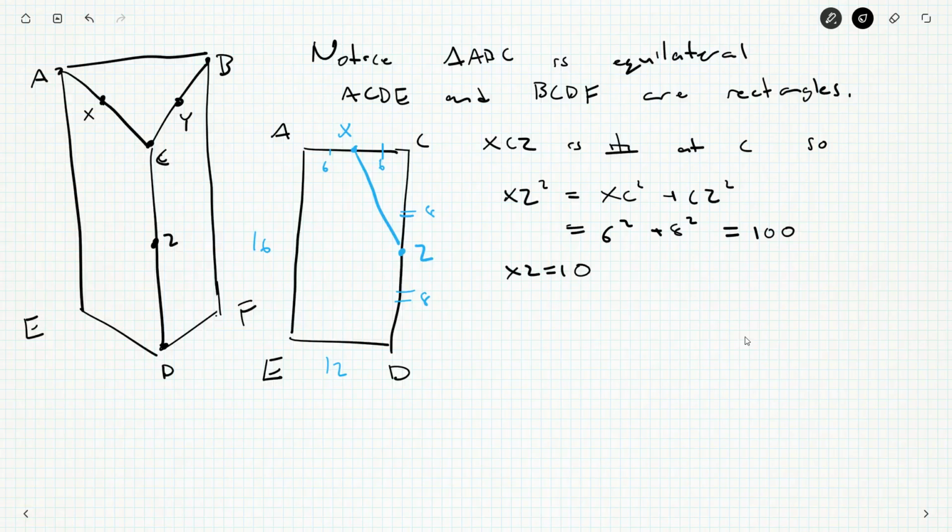Now, I think we can say probably similarly YZ is equal to 10. I don't think we need to show that. If you think you need to show that, by all means, write that up, but it's the exact same argument. So similarly, YZ is equal to 10. Okay. Now, how about XY?